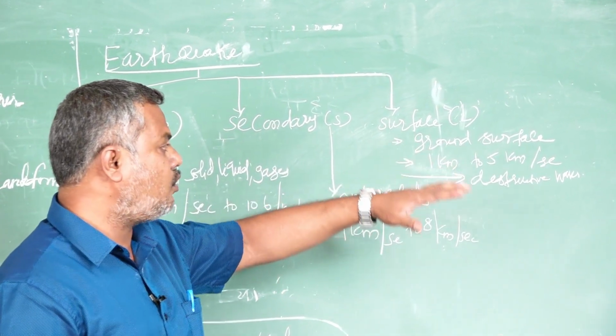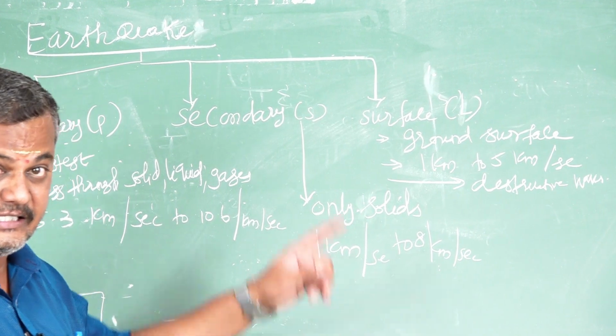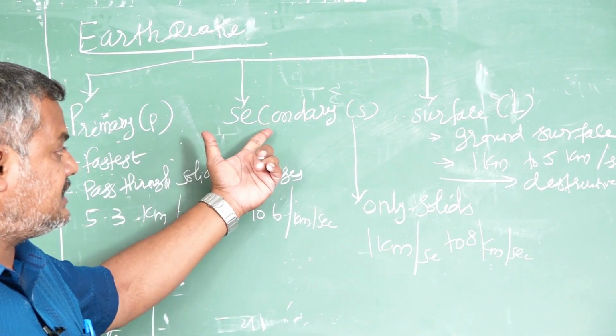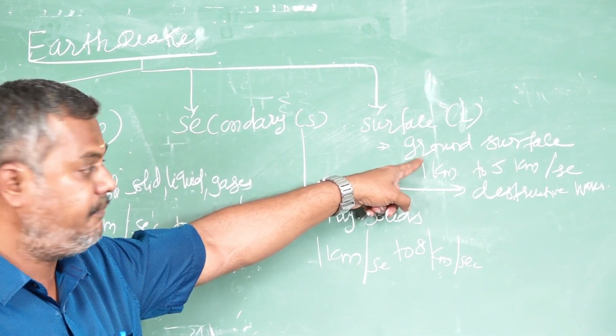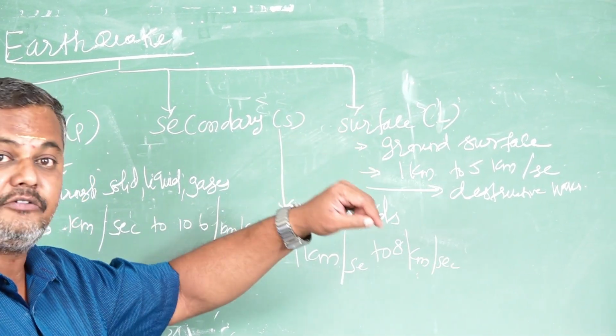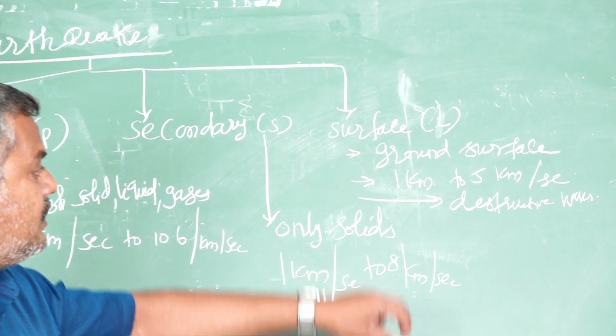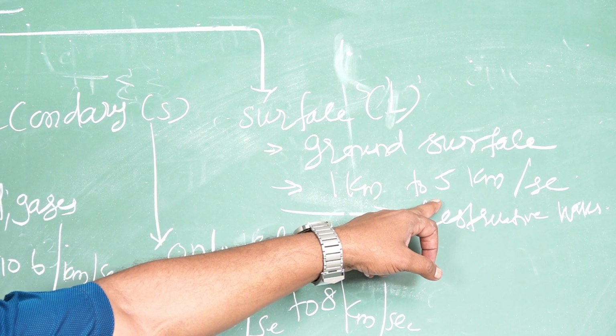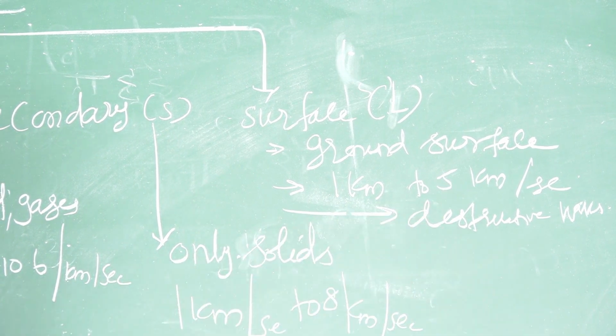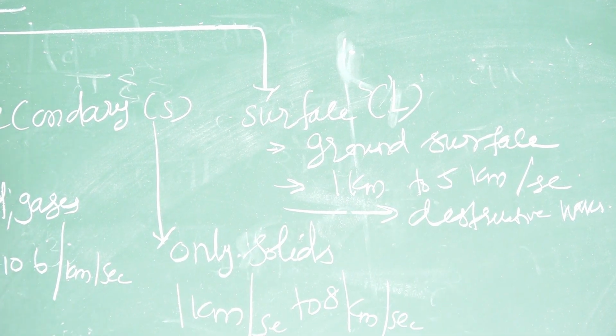These travel only along the ground surface. Actually, these are the destructive waves, not the primary or the secondary, because they happen only at the ground surface. These are the greatest destructive waves from the earthquake. The speed of the surface L waves is 1 km to 5 km per second. This is the highly destructive wave from the earthquake.